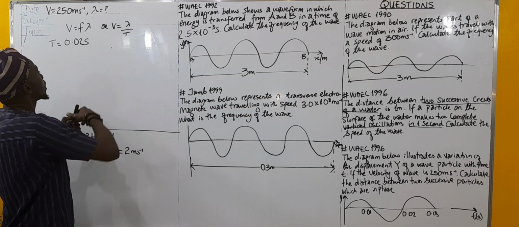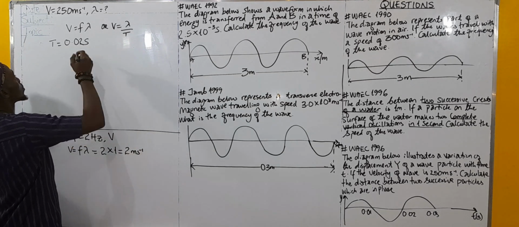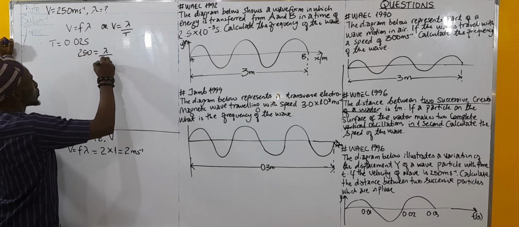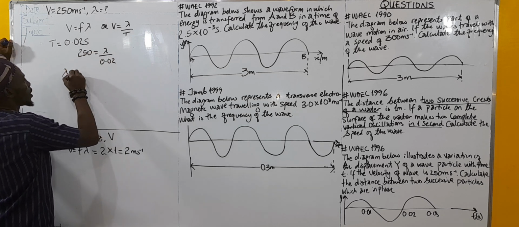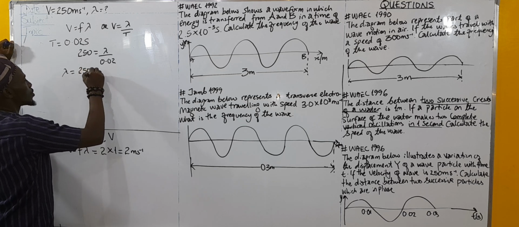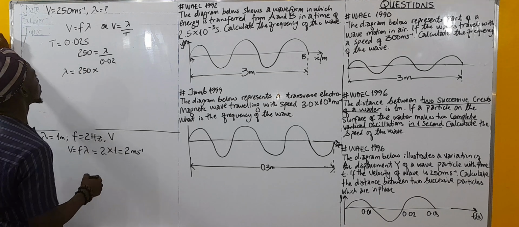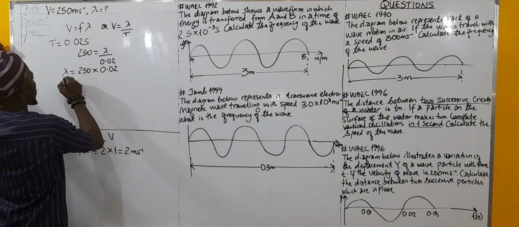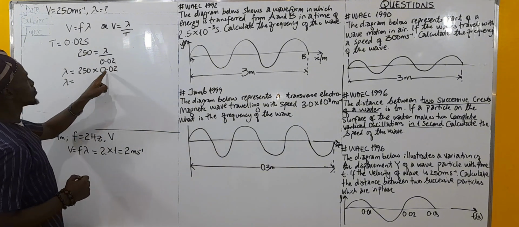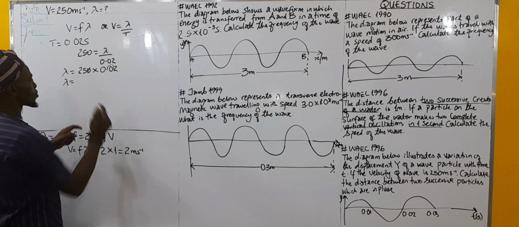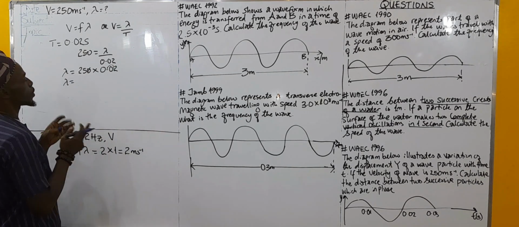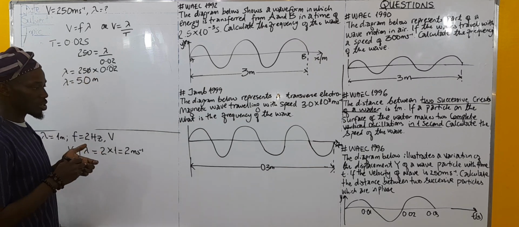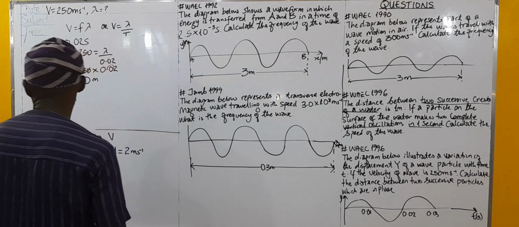Now to calculate the wavelength, I will substitute my value: 250 equals lambda over 0.02. So it means lambda equals 250 times 0.02. I'll shift the decimal point here: 0.2 times 25 gives me 5.0 meters. So that's all about that question. Let's go to the next question.